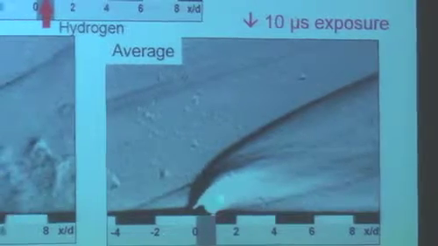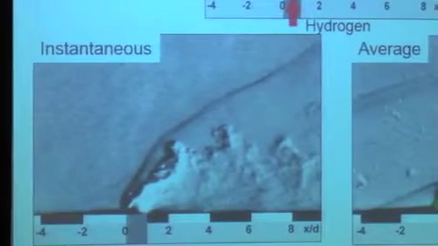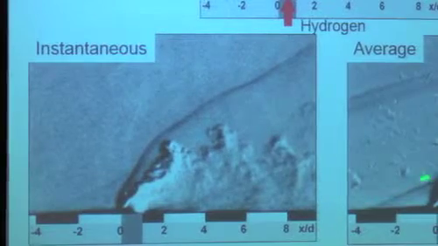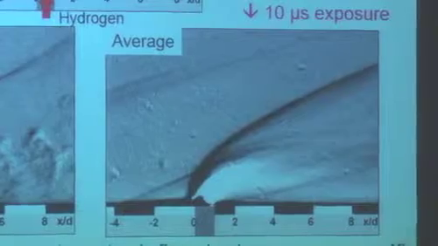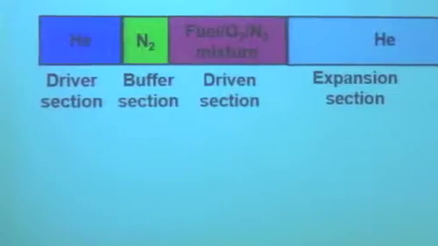Here's the instantaneous one, so the average looks like a textbook. Here's your separation region here. Average looks like a textbook, but the real ones don't look like that at all. That was kind of neat.